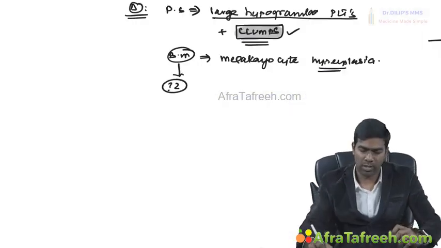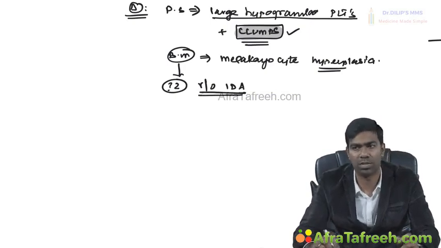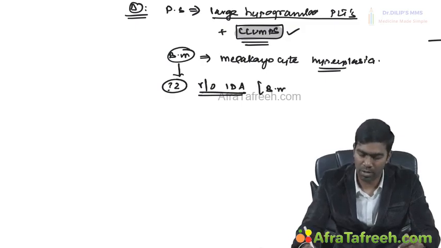Why? Because one thing, you have to rule out iron deficiency anemia, because it's a very, very important cause of reactive thrombocytosis. Even it can go up to 10, 12 lakhs sometimes. So you have to see the bone marrow iron stores by doing a bone marrow biopsy.